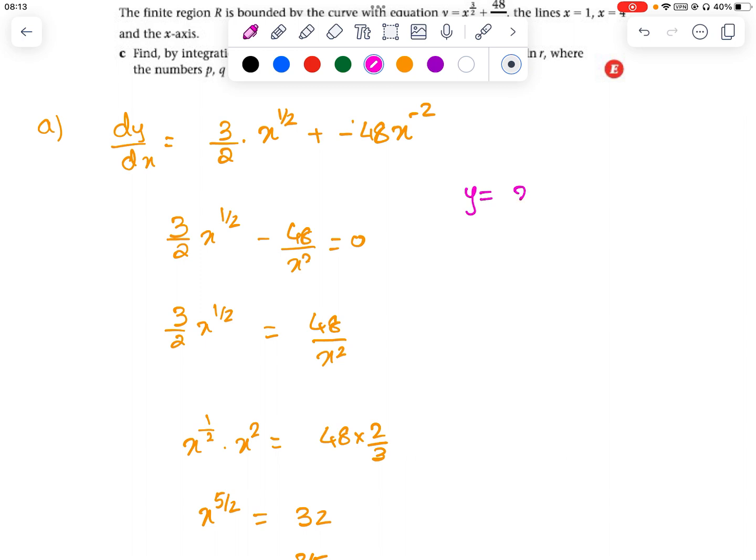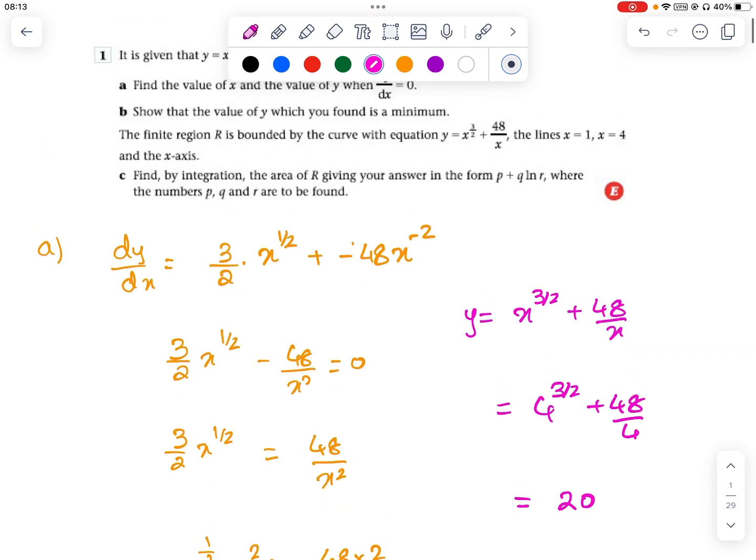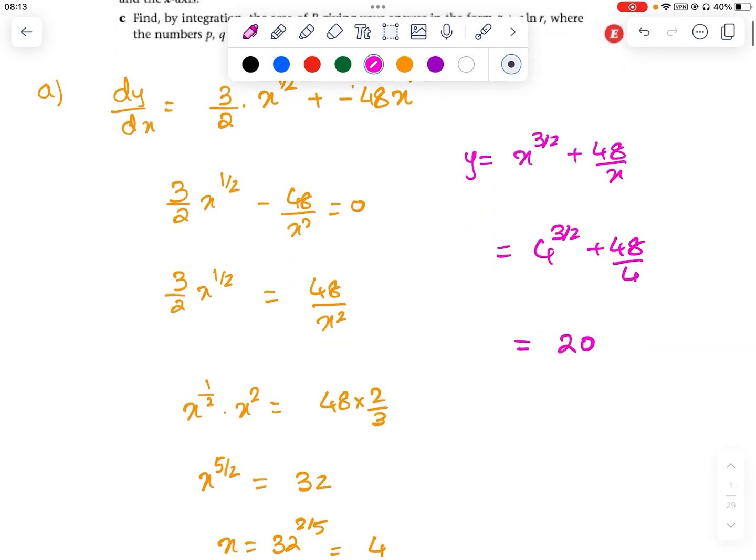So y is x power 3 upon 2 plus 48 upon x. But x value is 4. So 4 power 3 upon 2 plus 48 upon 4, which gives me the value of y is 20. Now show that the value of y which you have found is minimum.